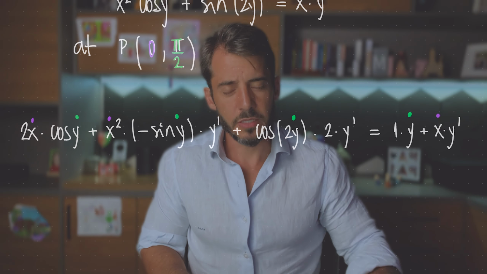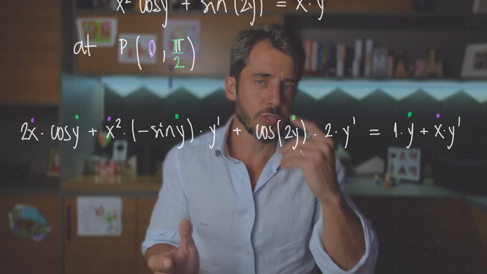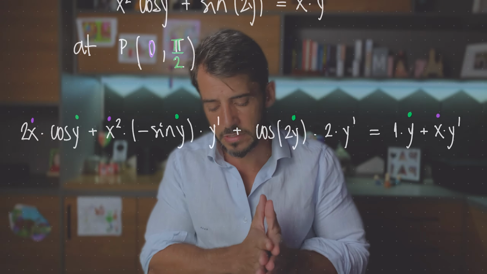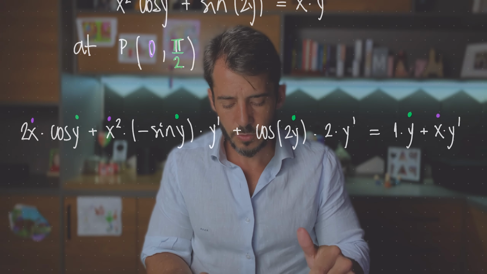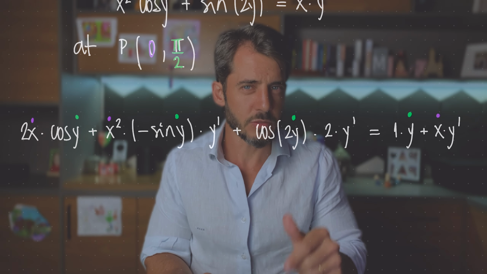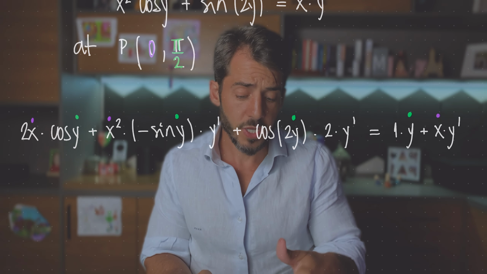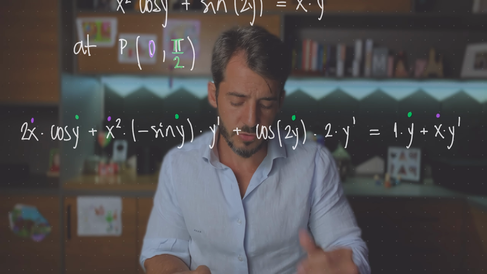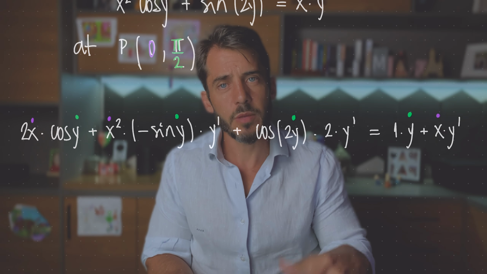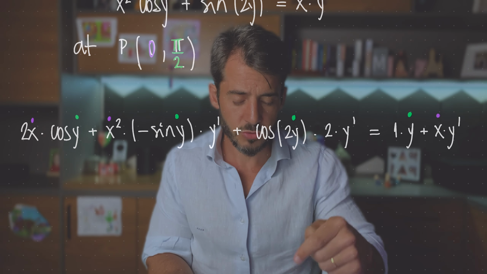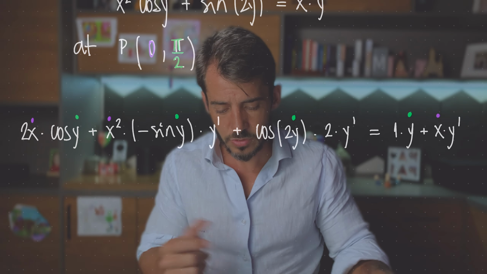Why can we do that? Well, the only things that we need in order to find the equation of this tangent are the slope, which we're going to get right here through evaluating this y prime, and a point. We have the point 0 comma pi over 2. We only need y prime when replacing 0 and pi over 2 into this equation. So let's do that right now.